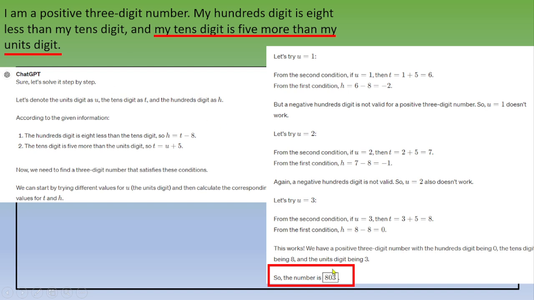So if you consider the last part of the sentence, my tens digit is 5 more than my units digit. So according to ChatGPT, 3 plus 5 equals 0, which is nonsense. So according to ChatGPT, the final answer is 803, which is nonsense.